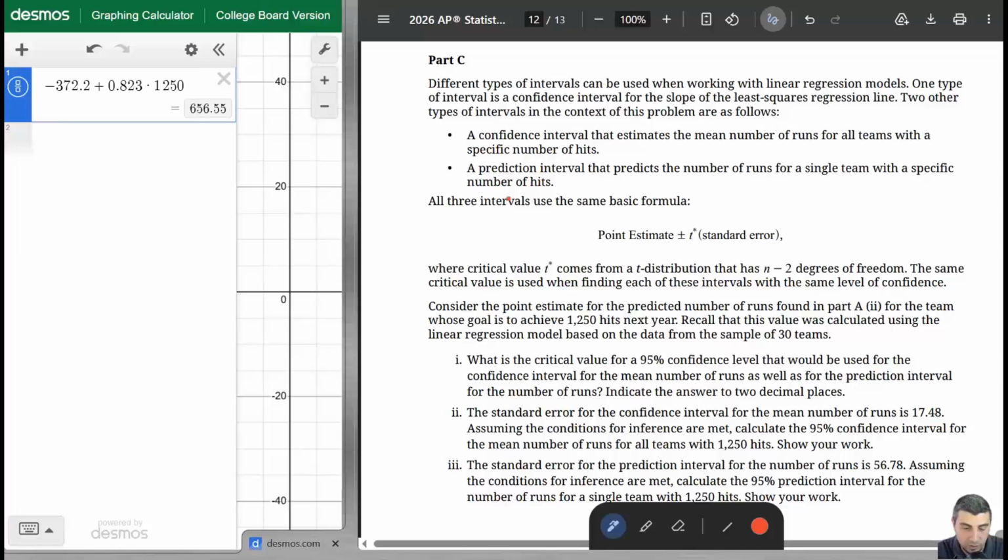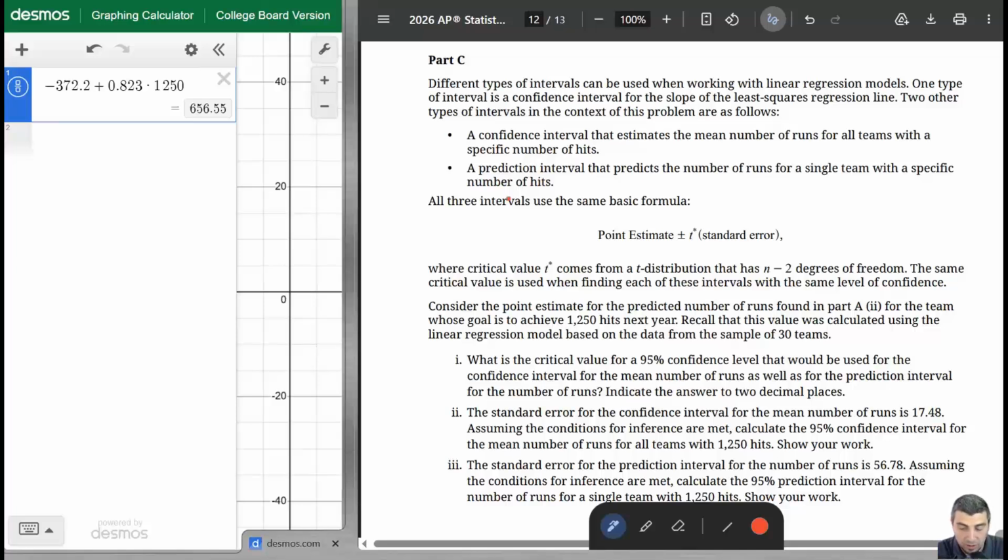All three intervals use the same basic formula. Point estimate plus or minus t star critical value times the standard error, where critical value t star comes from a t distribution that has n minus 2 degrees of freedom. The same critical value is used when finding each of these intervals with the same level of confidence. Consider the point estimate for the predicted number of runs found in Part A, Part 2, for the team whose goal is to achieve 1,250 hits next year.